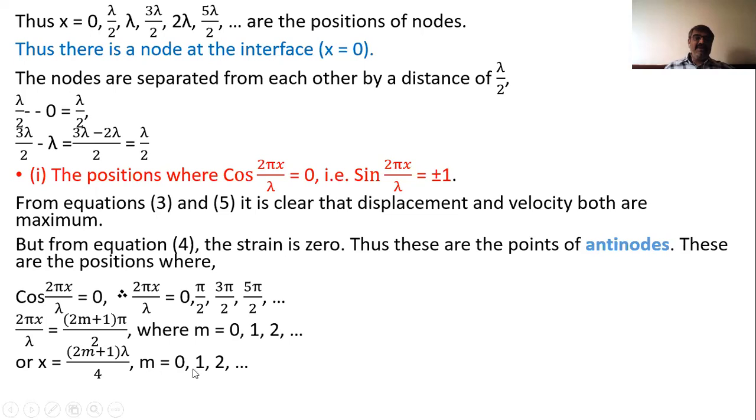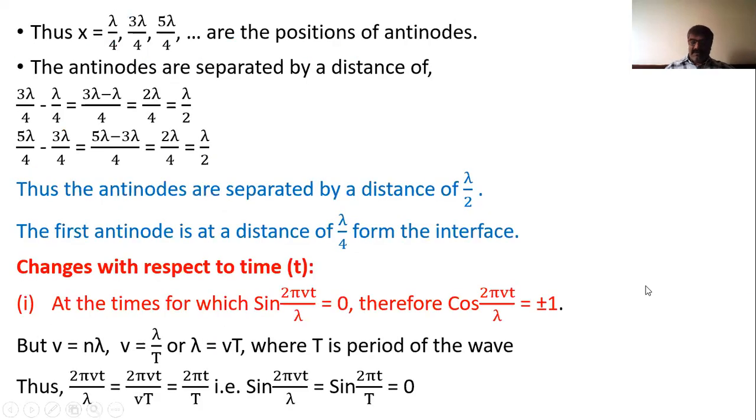And what about the next one? The next one will be at m equal to 1. That means if we put here 1, it is 3 lambda by 4. In this way, the consecutive positions we find here are lambda by 4, 3 lambda by 4, 5 lambda by 4, and so on. Again, you can find the distance between any two is equal to lambda by 2. So they are separated by a distance of lambda by 2.